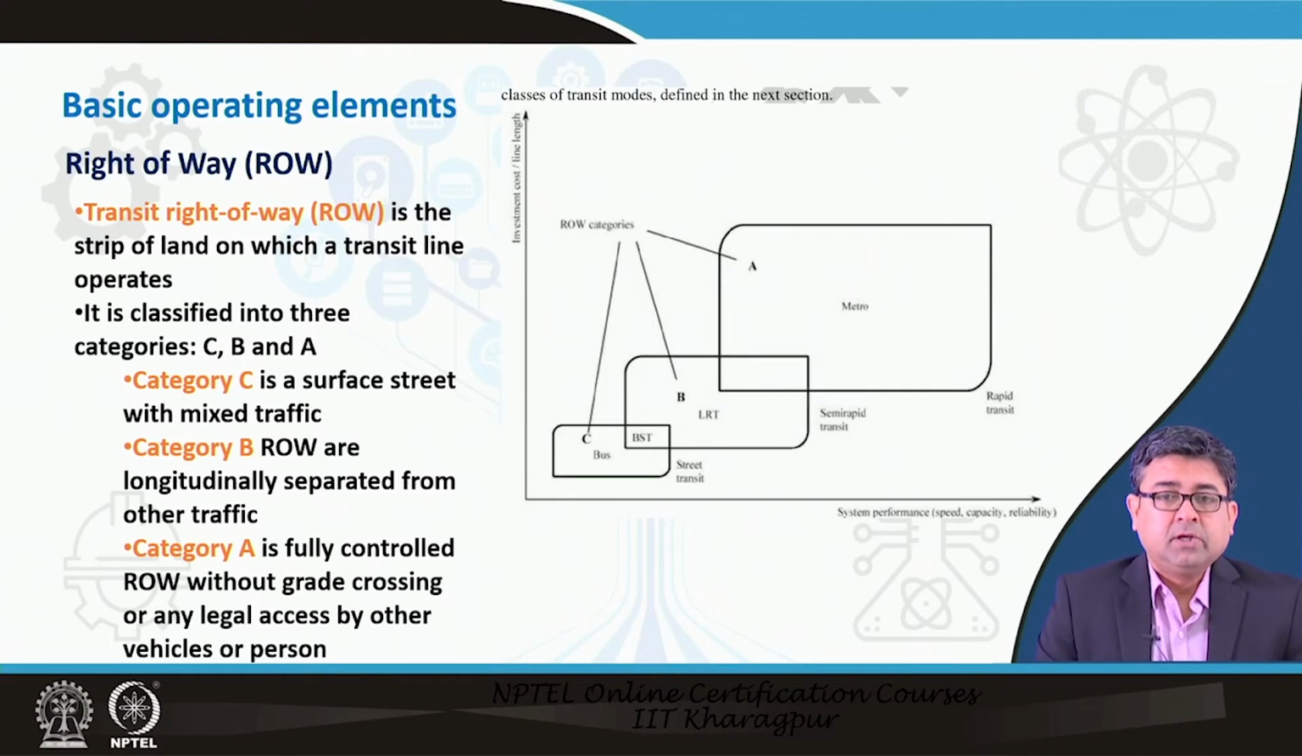Similarly, if you move on to right of way type B, the cost increases a little bit as well as the performance. However, when we finally move on to right of way category A, that has the largest cost and the best system performance as well. And the breadth of the boxes shows the range in the system performance and the range in the costs. So, that gives you an idea of how the right of ways are categorized.